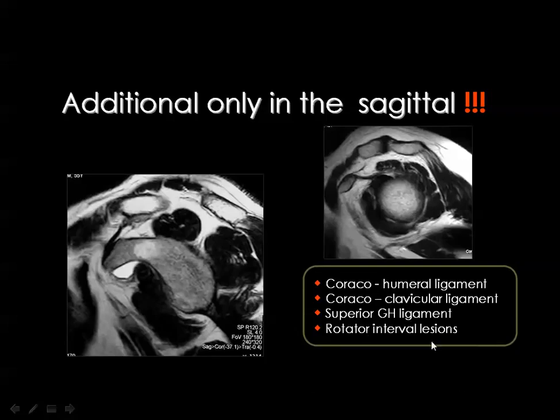What is the rotator interval? It is the space between the supraspinatus and the subscapularis. This area between the supraspinatus and the subscapularis is known as the rotator interval. And one of the important structures in this rotator interval is the coracohumeral ligament. So, in order to diagnose rotator interval tears, then you should see some fluid here and absence of the coracohumeral ligament. These are the 2 signs for rotator interval tears.